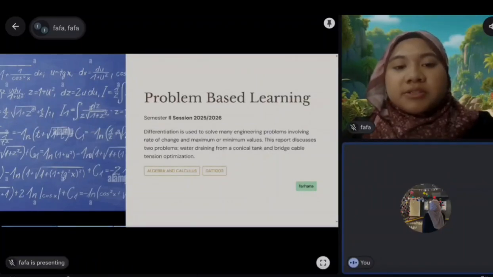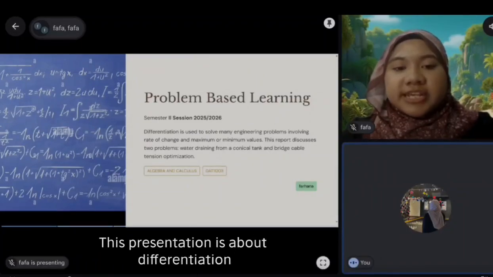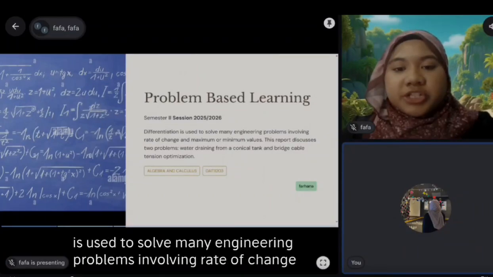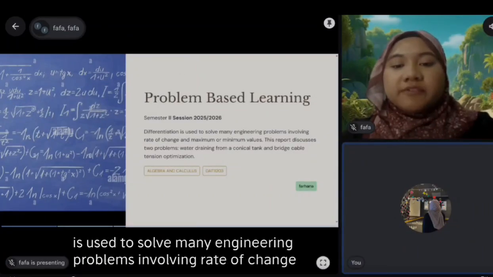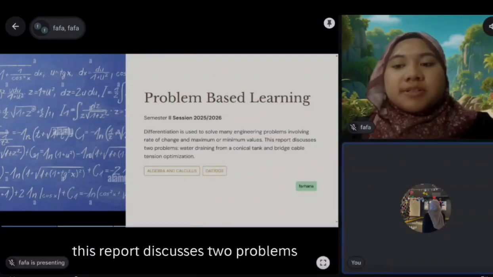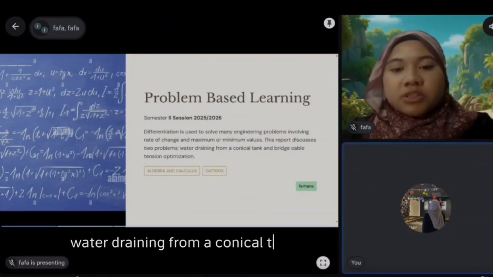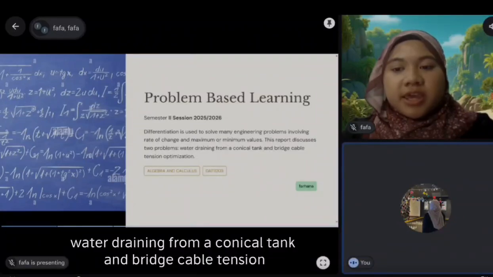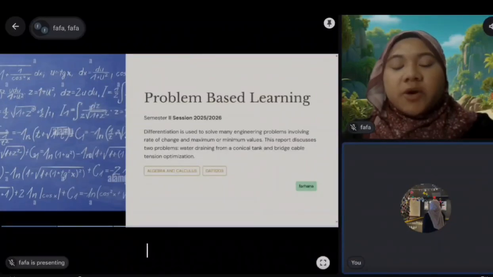Today the presentation is about differentiation, which is used to solve many engineering problems involving rate of change and maximum or minimum values. This report discusses two problems: water draining from a conical tank and bridge cable tension optimization.